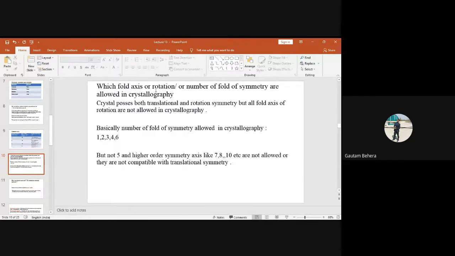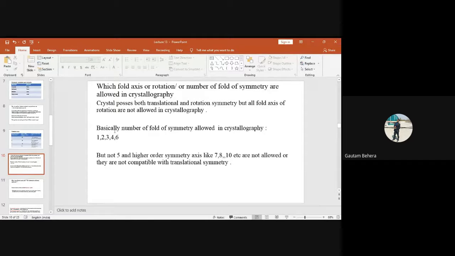Now, which fold axis of rotation, or number of fold of symmetry, are allowed in crystallography? This is a very important concept you have to remember. Just look at the presentation. A crystal possesses both translational and rotational symmetry, but not all fold axes of rotation are allowed in crystallography. You have to remember this statement. We can have a lot of fold axes of rotation, but only certain fold axes of rotation are allowed in crystallography.